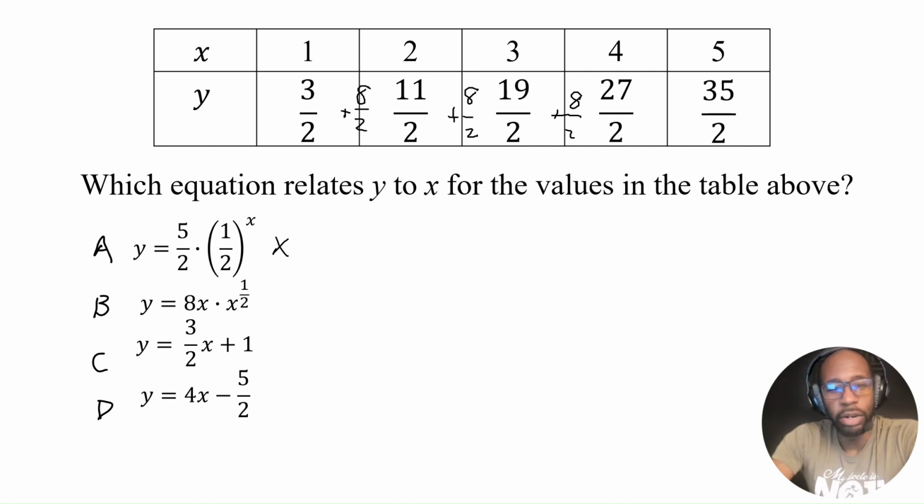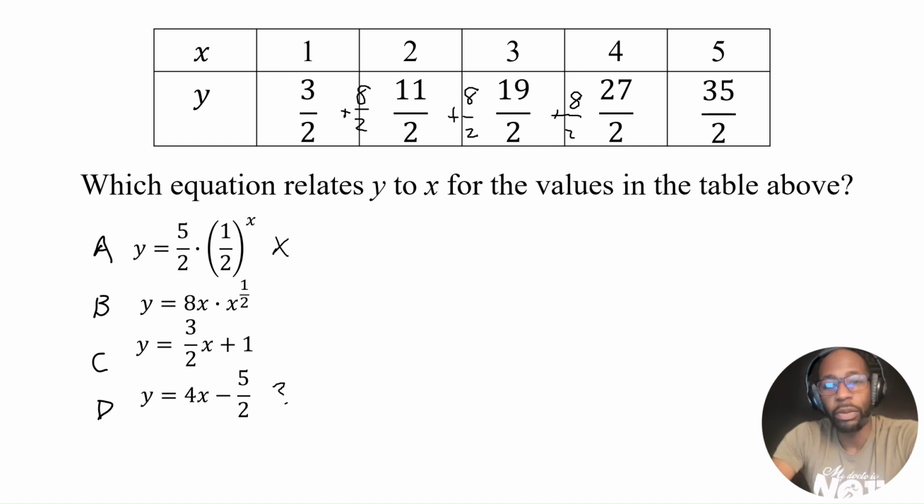Okay. This just looks kind of weird here. But the rise over run is 8 over 2 for every one. So really it's 4 over 1, or 4. Okay. So that automatically makes this look like the right one here, answer choice D.